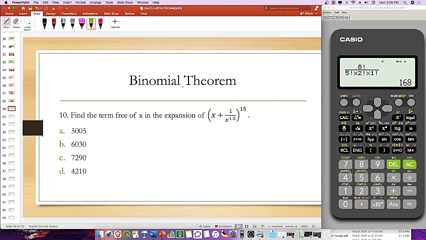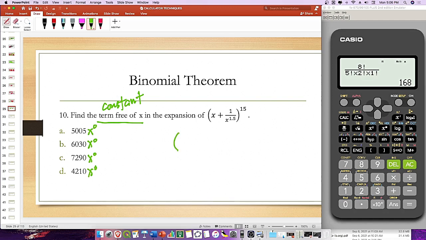Alright, now we go to this problem. We will find the term that is free of x. When we say term free of x, that is a constant term. This means we are going to find the constant term of the expansion of (x plus 1 over x raised to 1.5) all raised to the power of 15. But we will be looking only for the constant term. A constant term has a variable x with a power of 0, right? This is x raised to 0. That is a constant term.